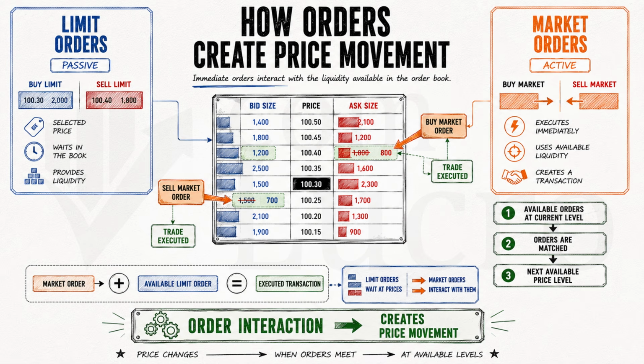Limit orders are passive. You place an order to buy or sell only if price reaches a level you prefer, and it waits in the book, shaping the structure of the market without moving price on its own. Market orders are the active side. They buy or sell immediately at the best available price, consuming those resting limits, and that interaction is what physically pushes price from one level to the next on your chart.